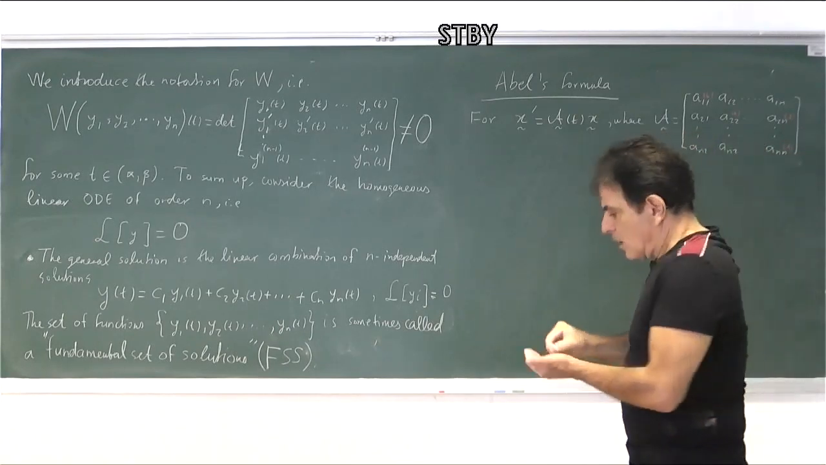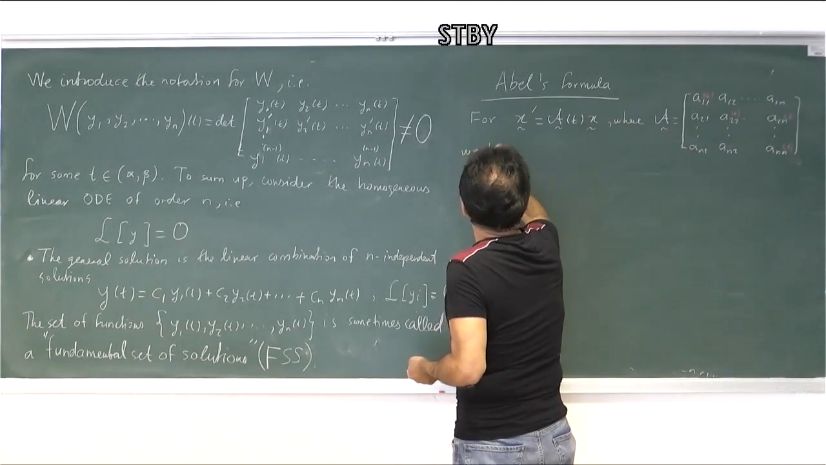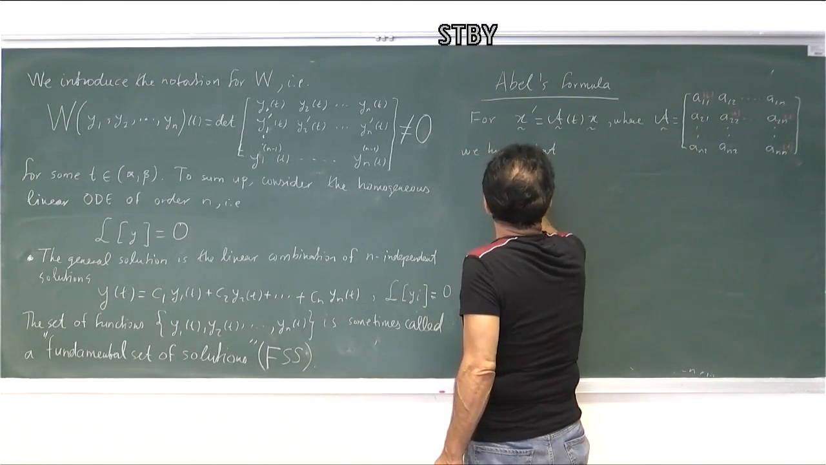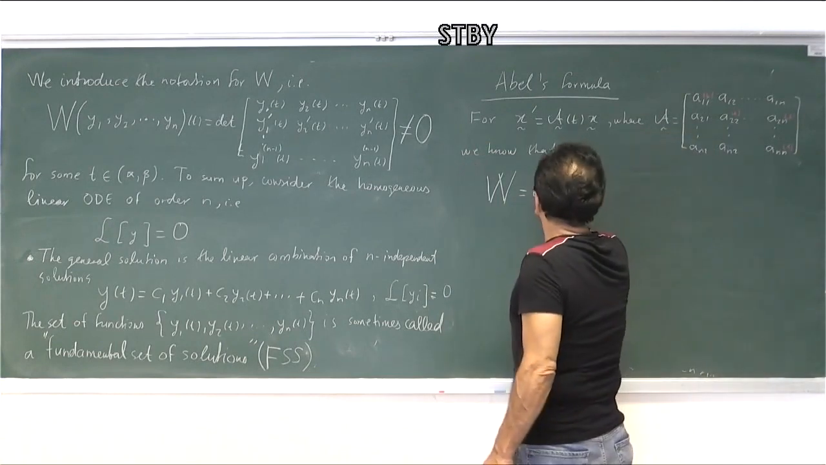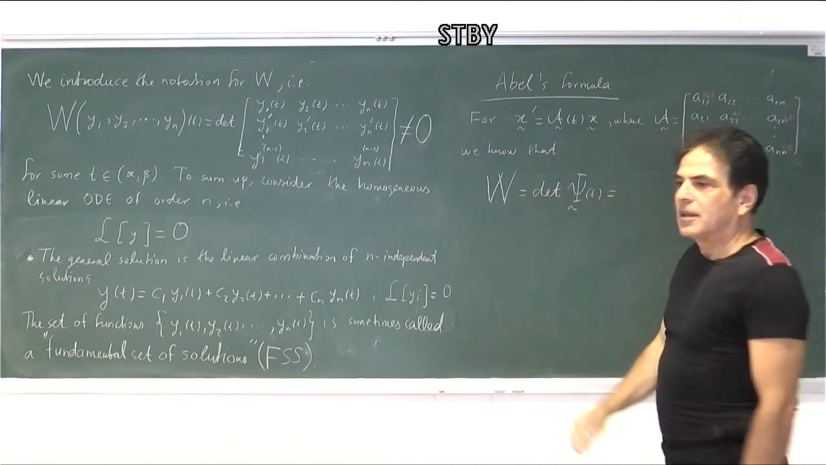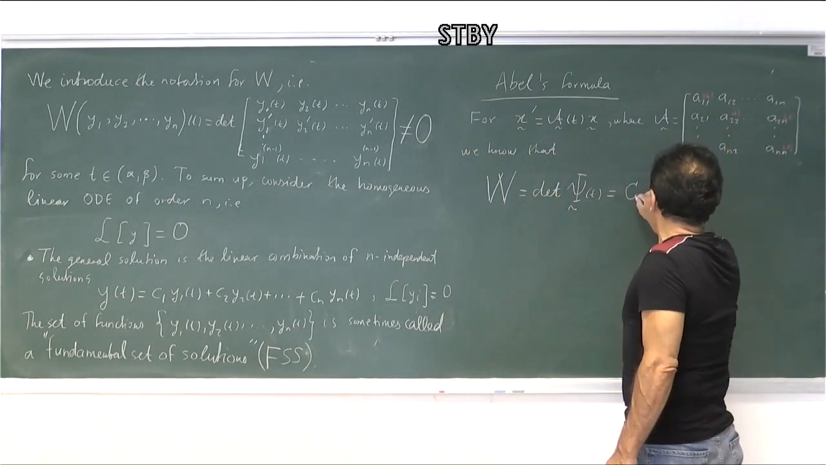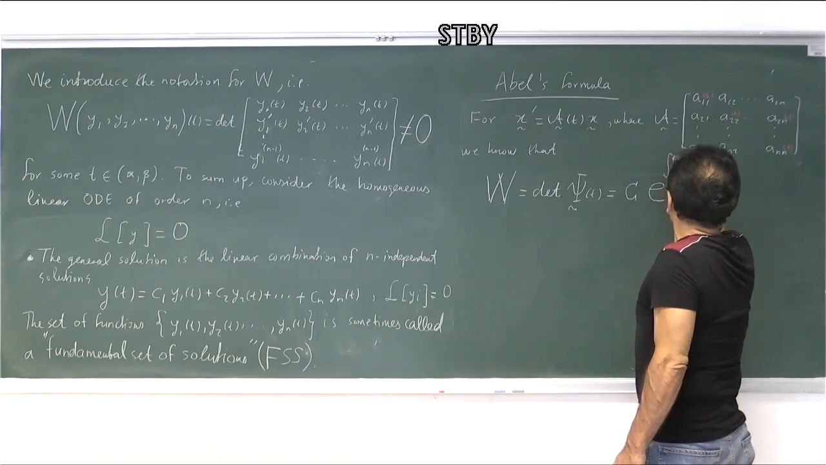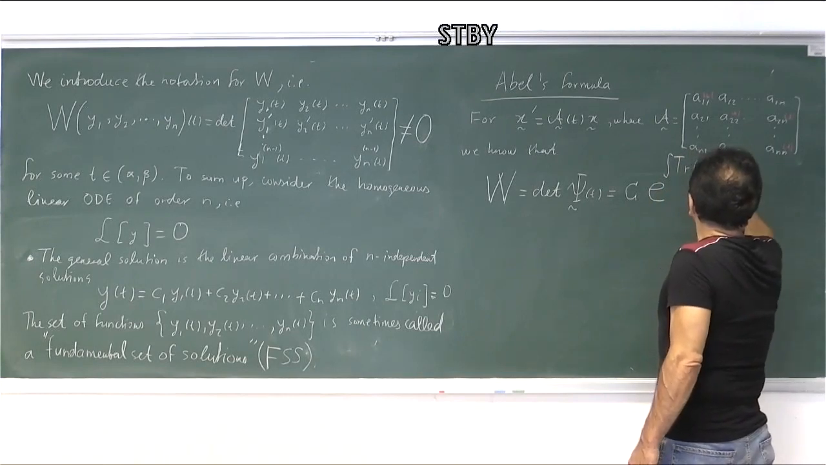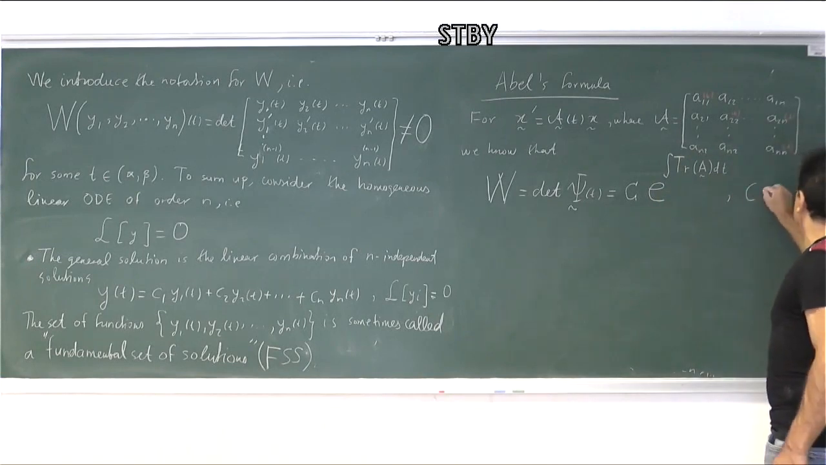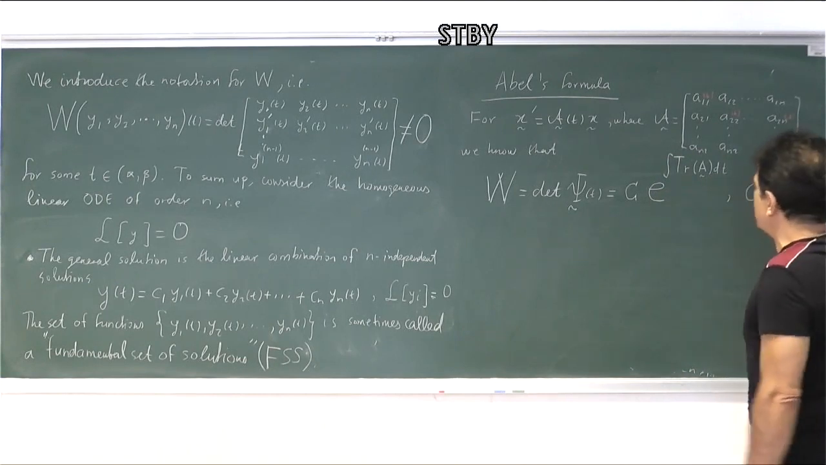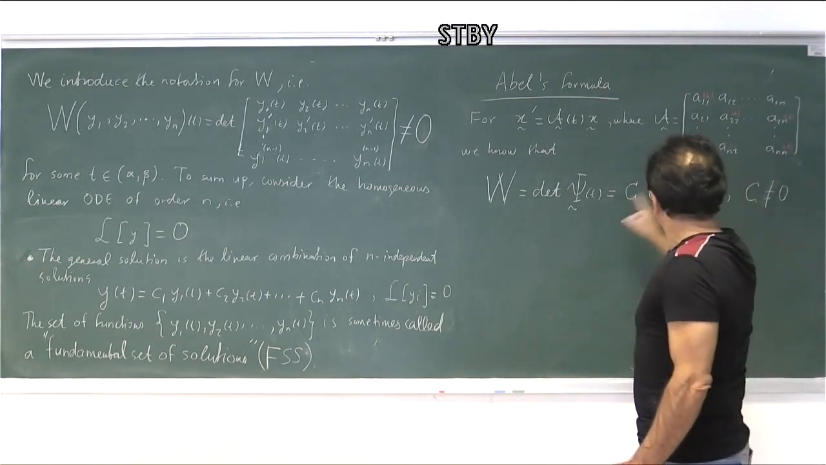Okay? Now, we know that the Wronskian determinant of any fundamental matrix can be given in this form: C times e to the power integral of trace A dt, where C is some constant, usually non-zero for a linearly independent system. Okay? So this is known as Abel's formula.